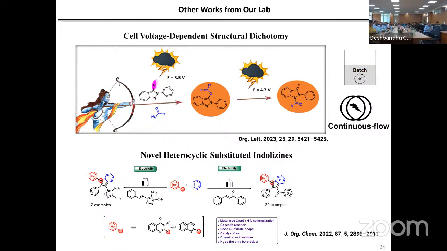This is the novel multi-component reaction we have recently reported under electrochemical conditions.